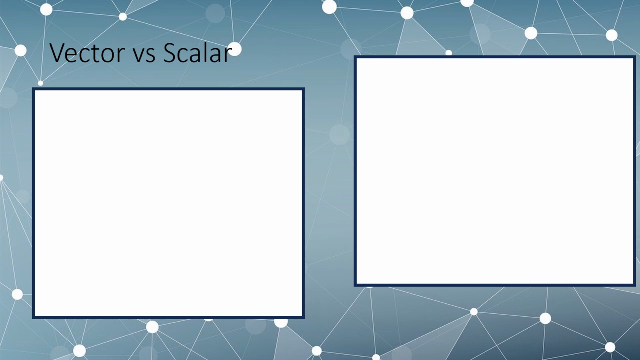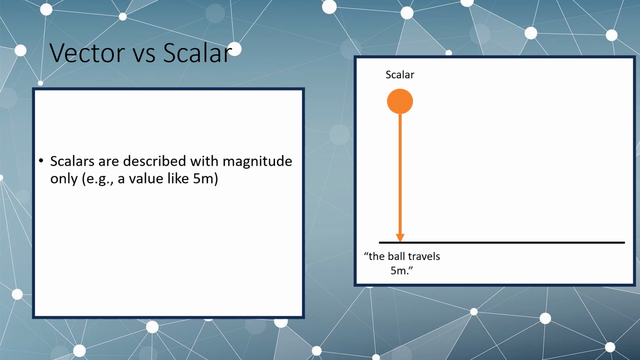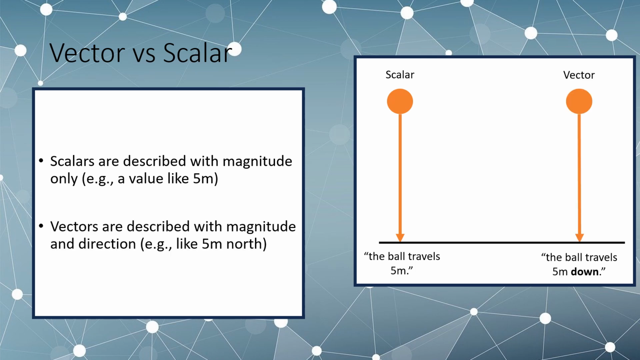Scalars are described with magnitude only. For example, a value like 5 meters is considered a scalar value or a scalar measurement. Vectors, on the other hand, are described with magnitude and direction. For example, using that 5 meters again, you would write 5 meters north, although it could be any direction, it just has to have a direction.